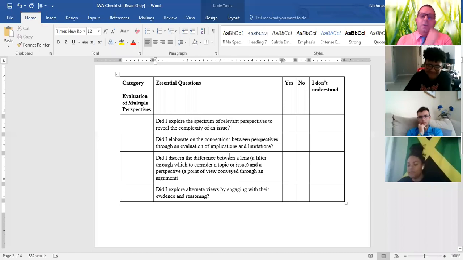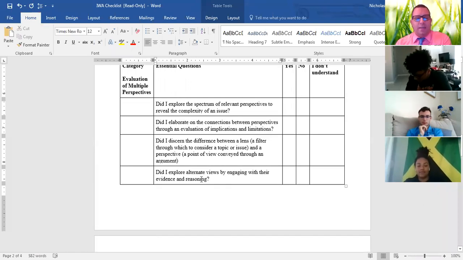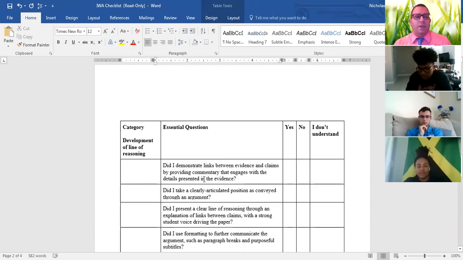Did you figure out what the difference is between a lens and a perspective? Okay, a lens would be something like legal or environmental or economic, whereas a perspective would be your point of view, okay, which might be that happiness is an illusion. That's a perspective, that's not a lens, okay? Did I explore alternate views by engaging with their evidence and their reasoning? So are you considering, again, additional evidence beyond that, okay?